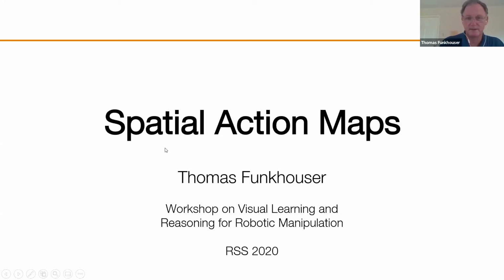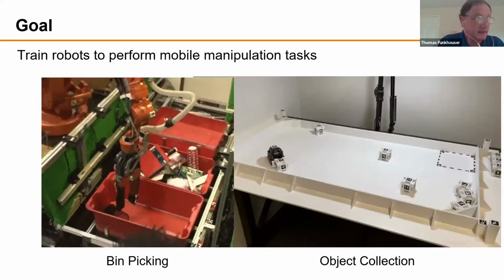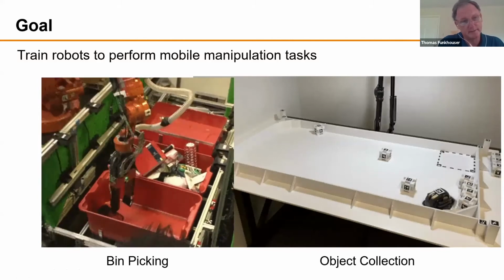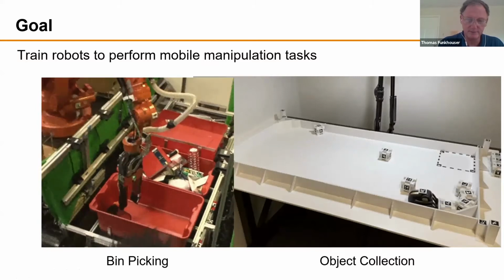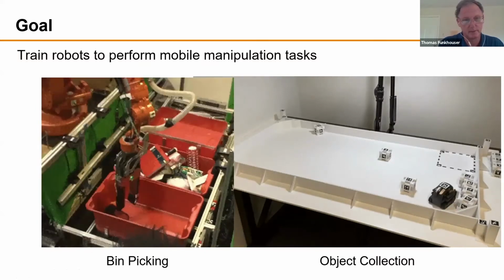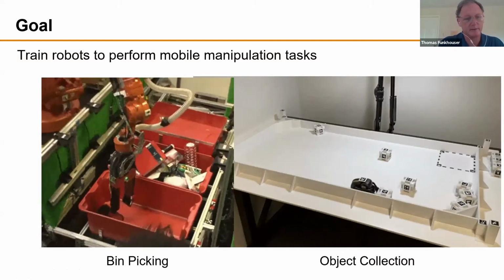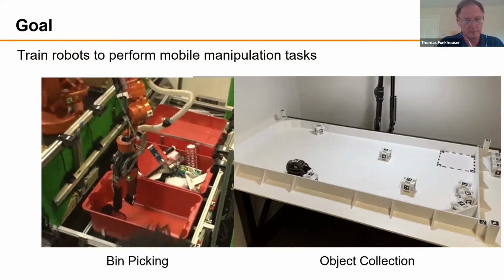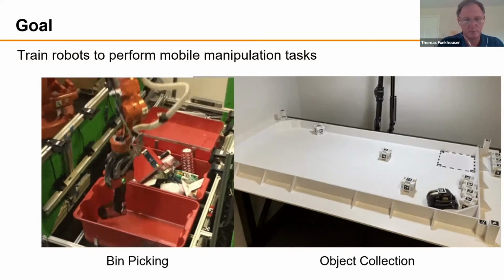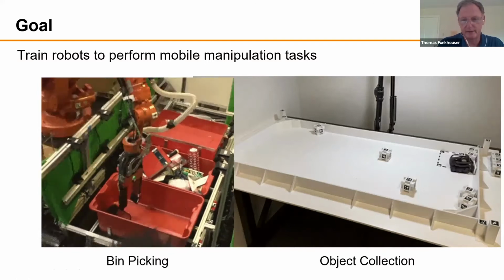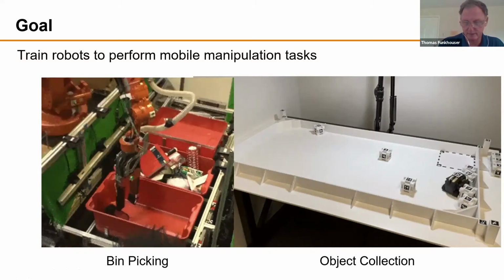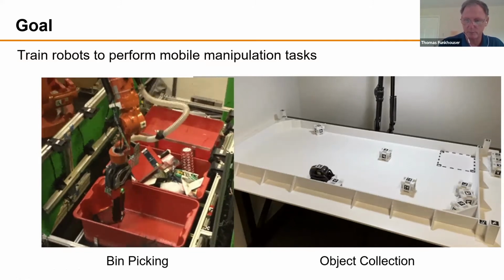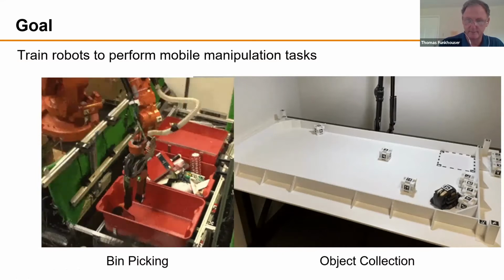Okay, so I'm going to talk about spatial action maps. The motivating goal for this project is to train robots that perform mobile manipulation tasks. So this is not all tasks in robotics, but ones where you must move to a location and perform an action there. On the left, with bin picking, you might move the end effector to a particular location and perform a grasping action. On the right, you might navigate for the goal of collecting a set of objects. And they share the property that they require movement and performing an action at locations.